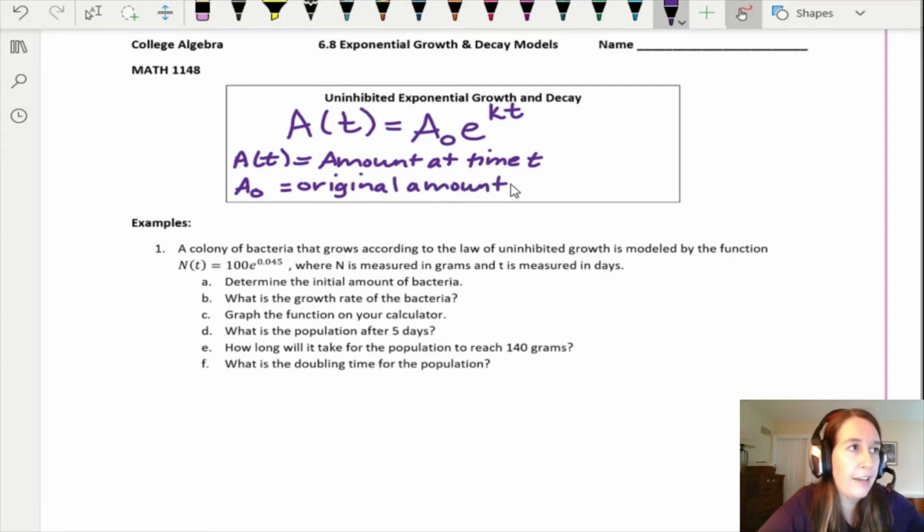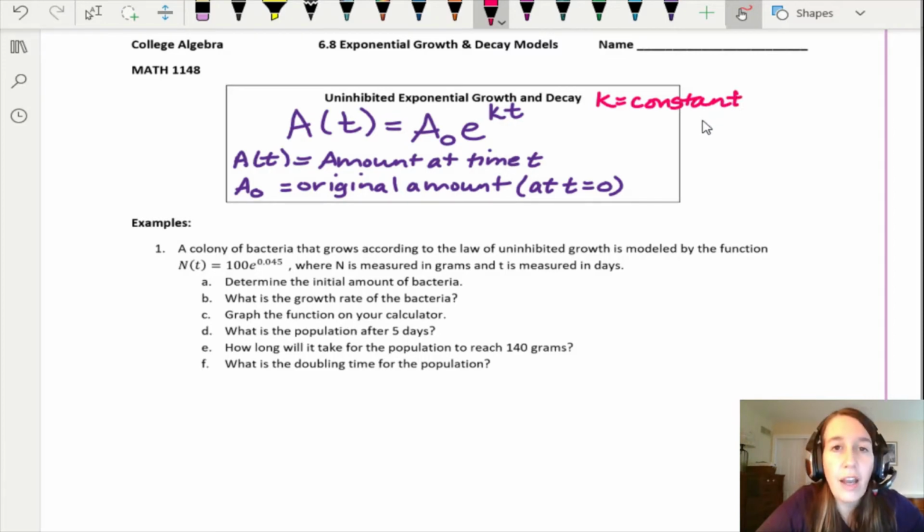That's a common, they call it naught. It's like NaUGHT. That's a common science term. You may have heard it in some other classes. The original amount, and of course, since it's the original amount, it is actually at time t equals 0, because that would be when it started. So when t is equal to 0, this entire term is 1, and A naught is the amount at time t equals 0.